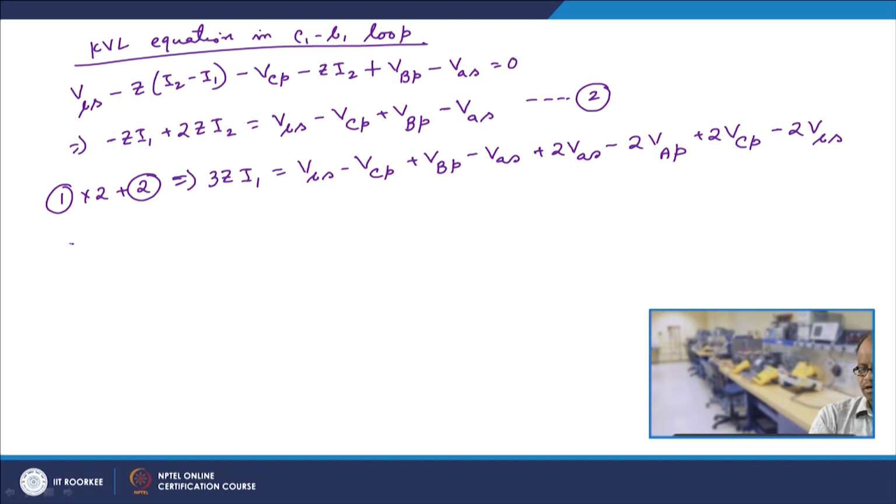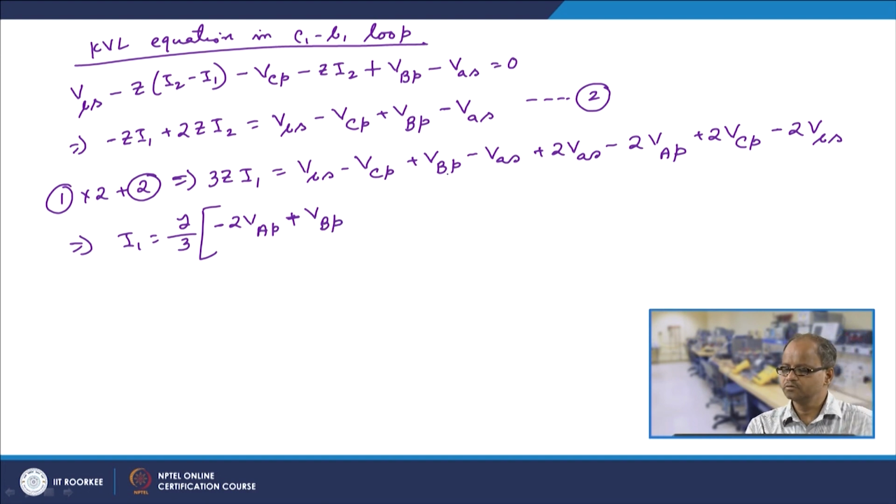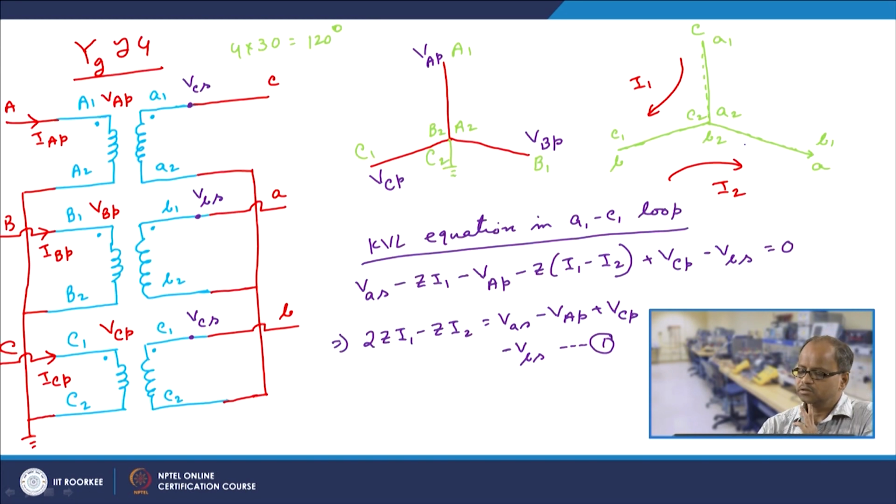So we get I1 is equal to Y by 3 into minus 2 VAP plus VBP plus 2 VAP plus VBP plus VCP, and then what we have got, it is actually VCS, because this is VC.